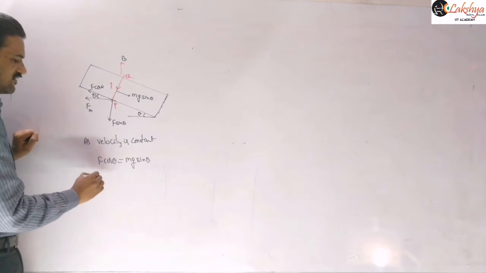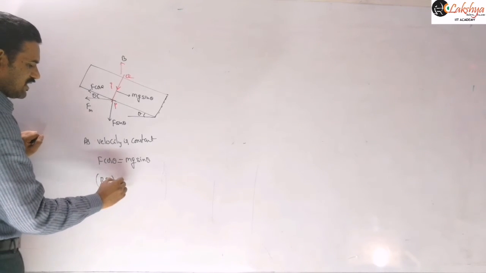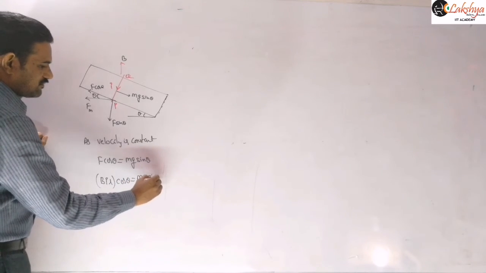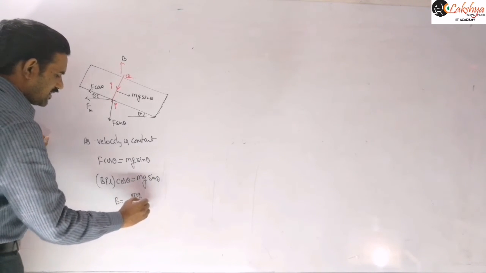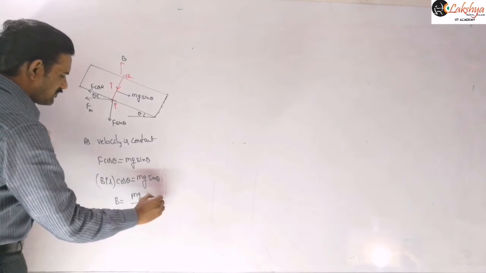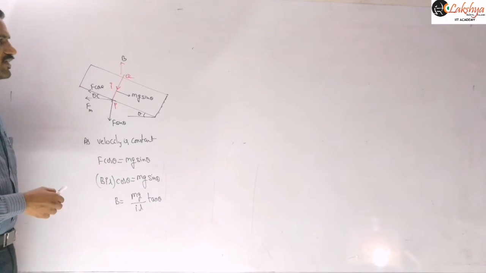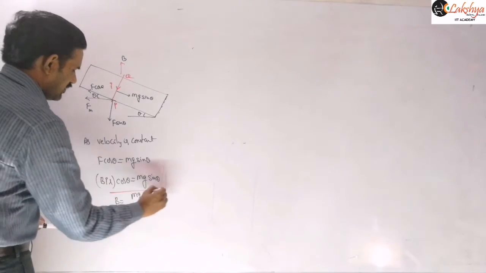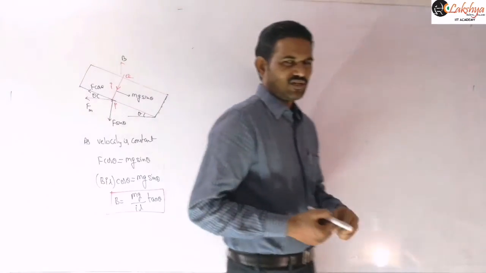And now this F is nothing but BIL, we can write. So BIL cos theta is equal to mg sin theta. And therefore B is equal to mg by IL into tan theta. Is it clear? So that is the magnetic field required if magnetic field is vertically upwards here. If magnetic field is vertically upwards, then that is the force required there.